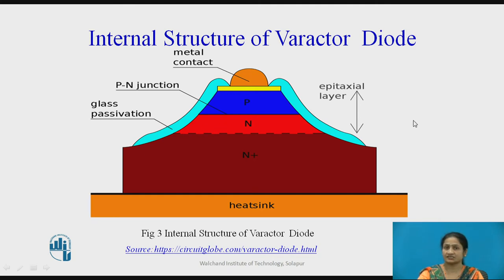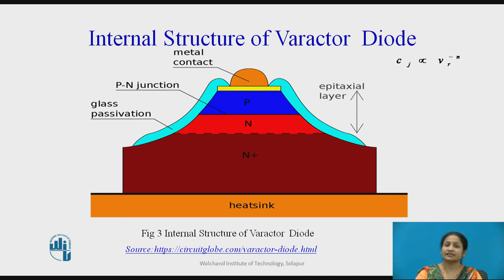The width is changing exponentially. There are two terminals, P type and N type, with metal contacts. And this varactor diode is developed on a heat sink material.